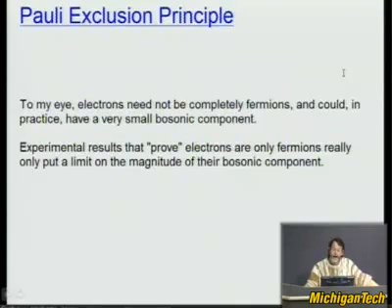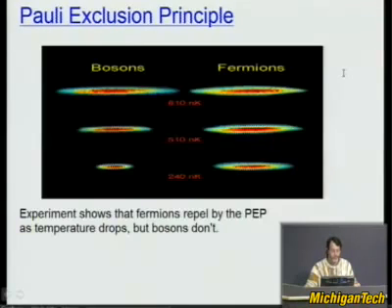To my eye, though, and this is another pontification on my part, electrons need not be completely fermions. They could be mostly fermions and could in practice have a small bosonic component. So every time they do an experiment, you don't prove that electrons are only fermions. You put a limit on the magnitude of the bosonic component and vice versa. Bosons might have a very, very small fermionic component. Fermions and bosons are ideal states. We don't know. That means equivalent to something being 0, and we can't really go that far.